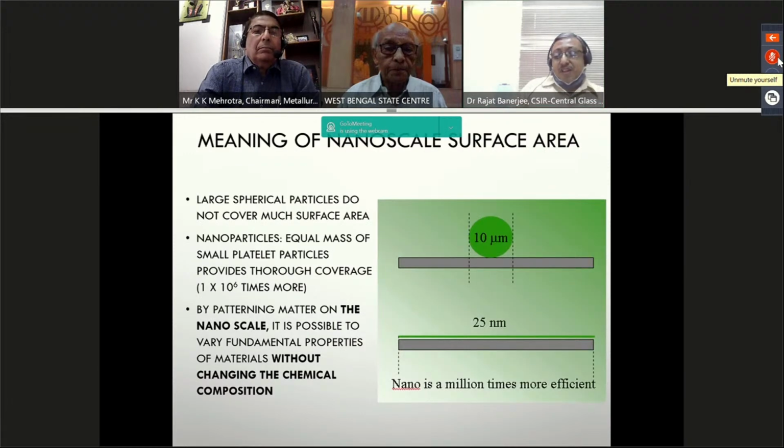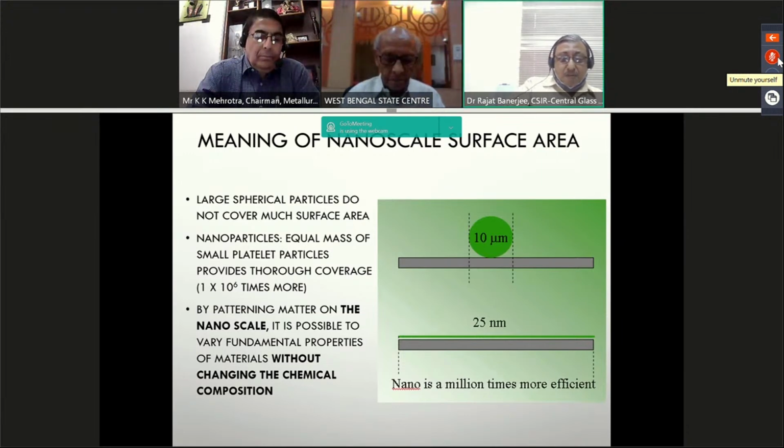So the meaning of nanoscale surface area is a very important aspect. When we talk about nanomaterial and nanostructure, the first thing people say is, as the particle size goes down, its surface area increases. Now, that is how you need to visualize it. How does the surface area of a small particle increase? How is it possible? The concept is like this.